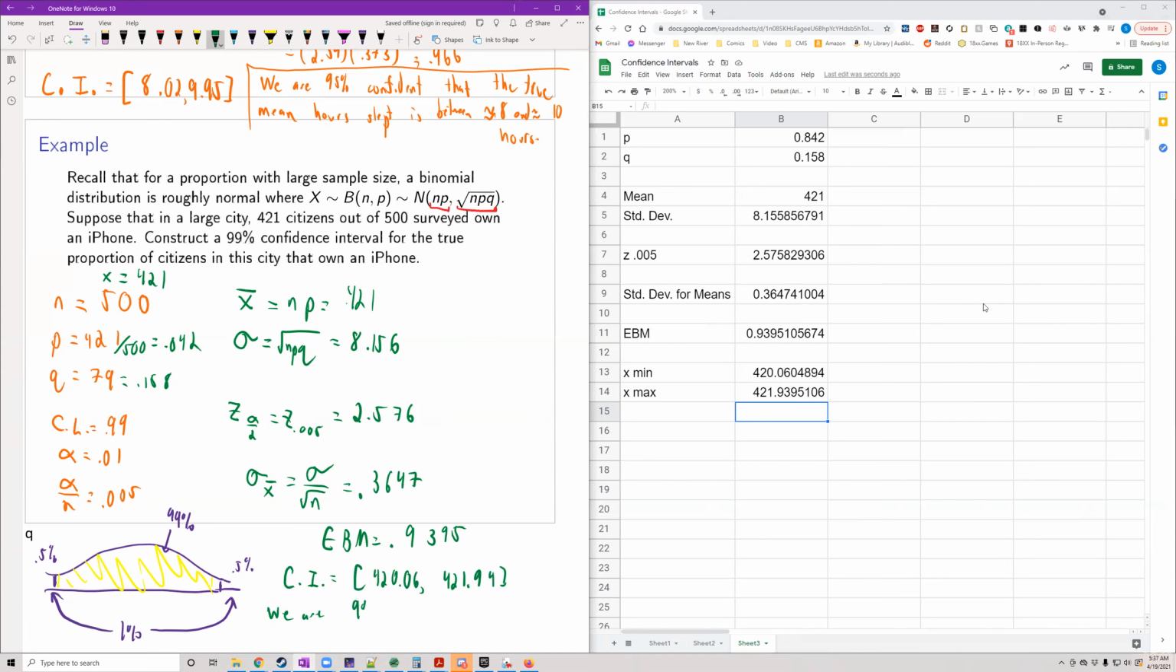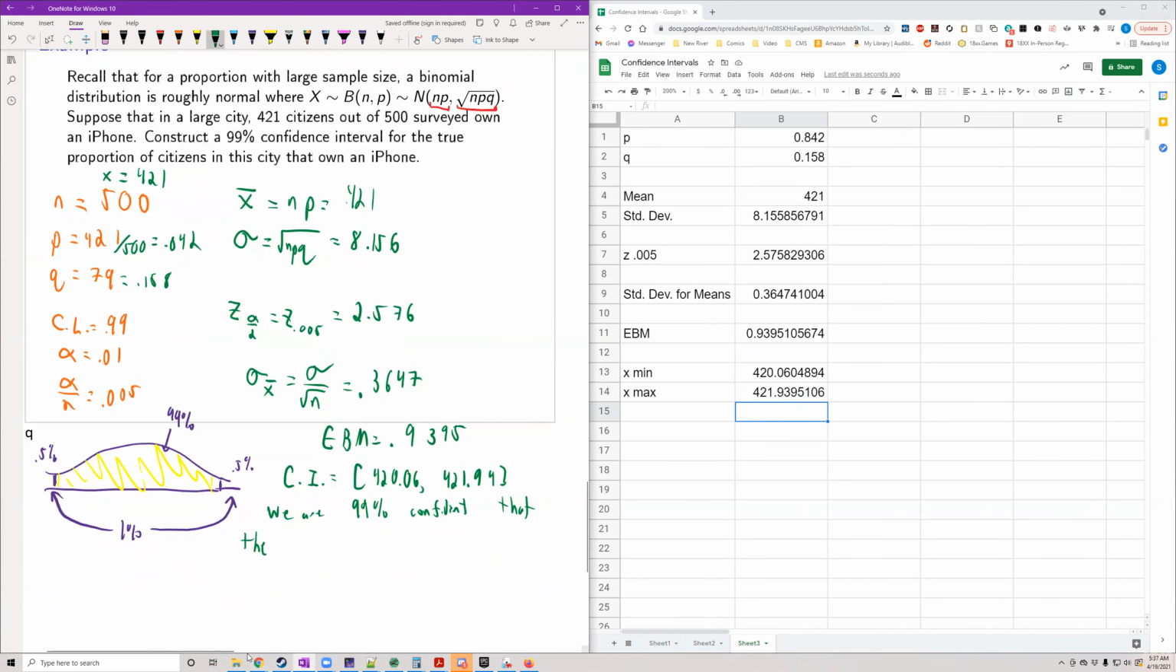We are 99% confident that the true number of citizens in a 500-person sample who own iPhones has a mean between 420 and 422.